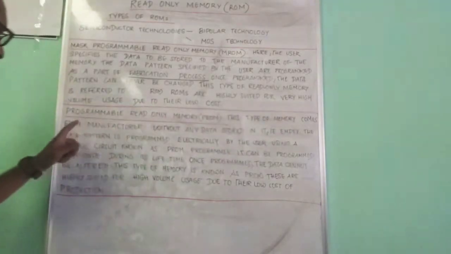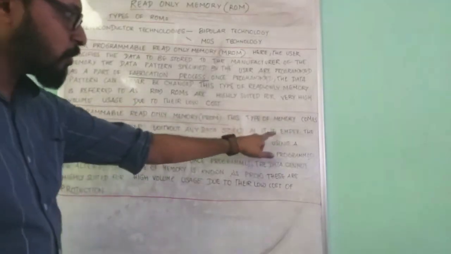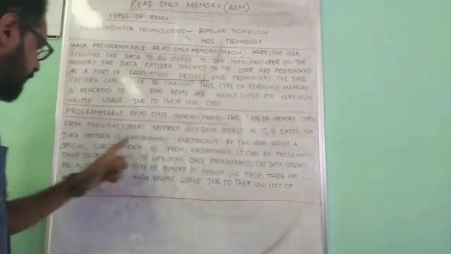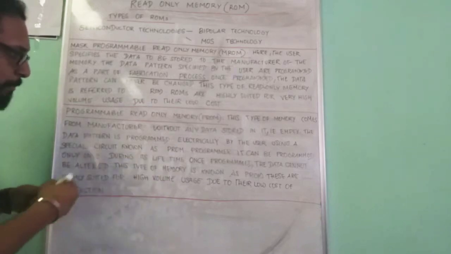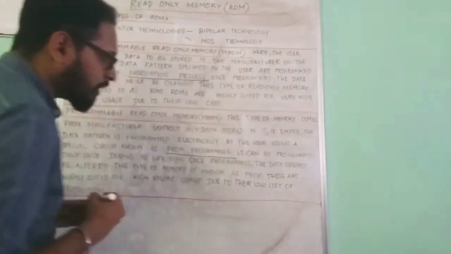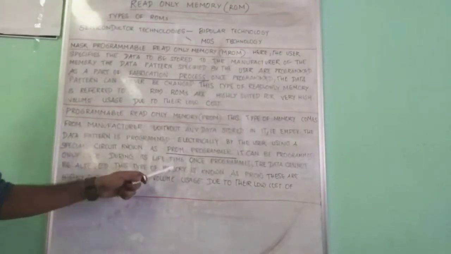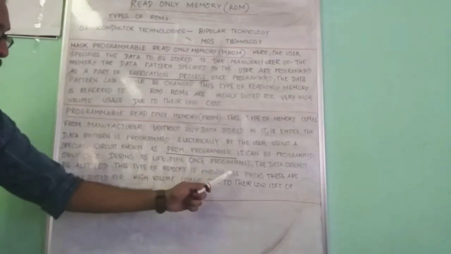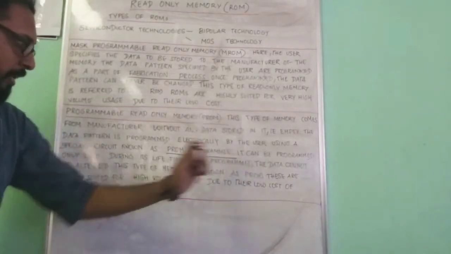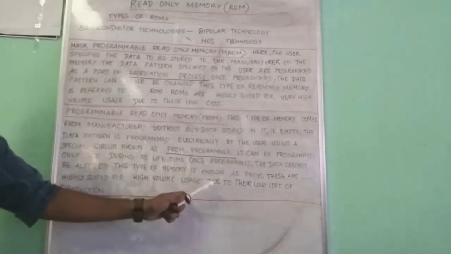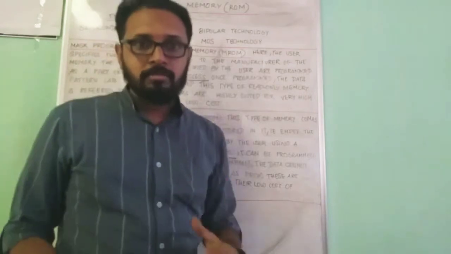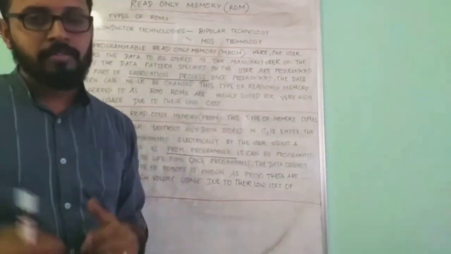This type of memory comes from the manufacturer without any data stored in it, that is, empty. The data pattern is programmed electrically by the user using a special circuit called a PROM programmer. It can be programmed only once during its lifetime. Once programmed, the data cannot be changed. This type of memory is known as PROM, P-R-O-M. These are highly suited for high volume usage due to the low cost of production. This category is not over. Let's go through this part and we will go for the next thing.